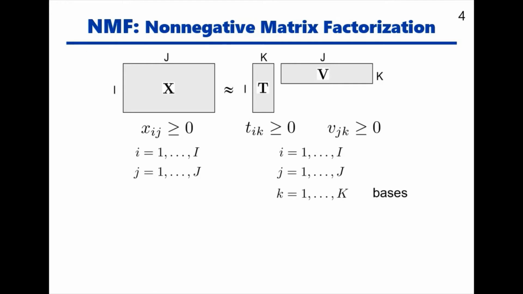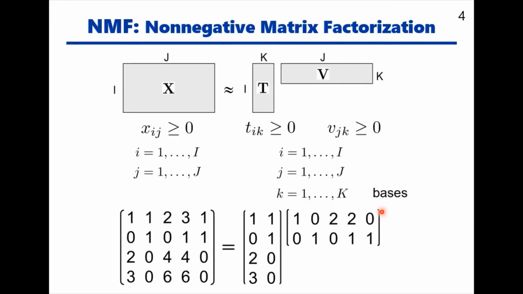Although NMF is a well-known method, let me spend 5 slides to explain it. Given a matrix X whose elements are all non-negative, NMF factorizes the matrix into smaller matrices T and V whose elements are also non-negative. Here, K is a hyperparameter representing the number of bases in the factorization. This is an example with K equals 2 bases.